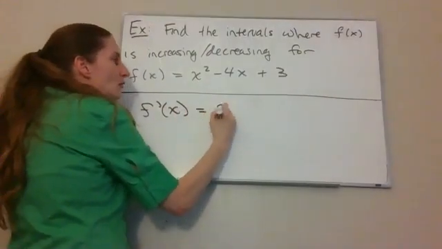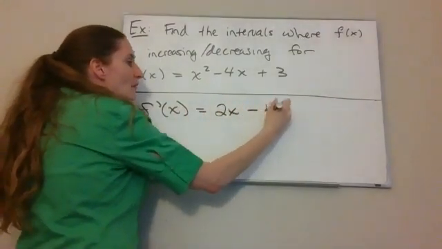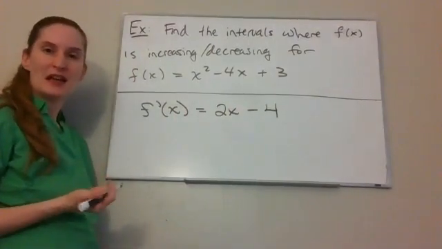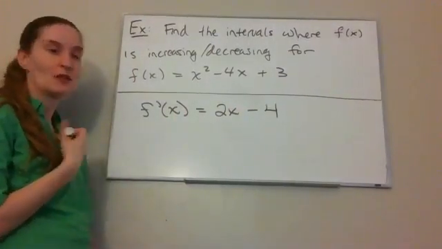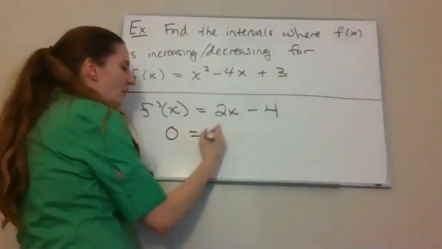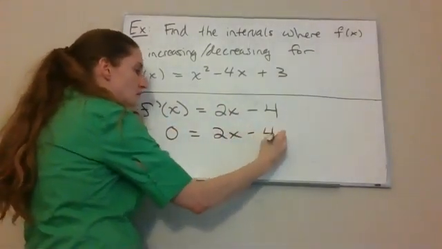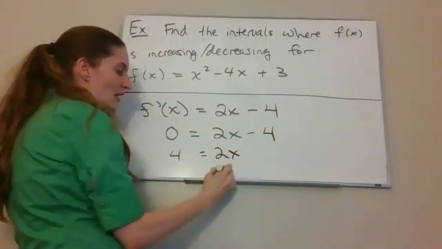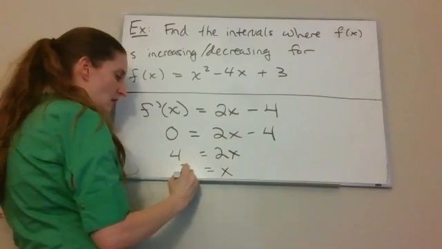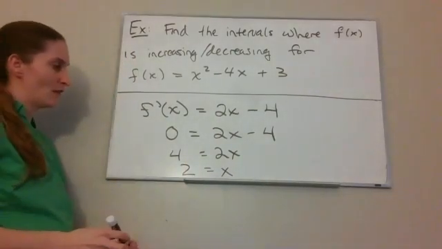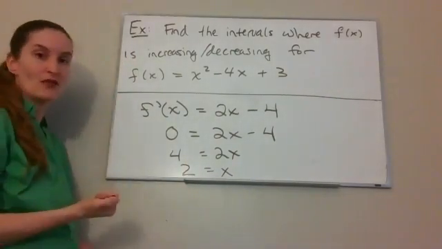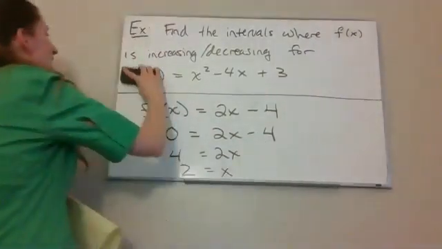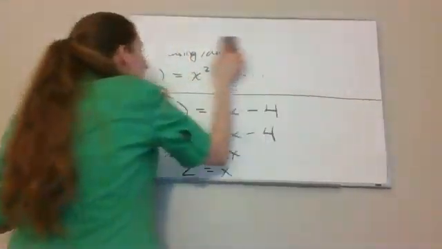Using just our power rule, I have 2x minus 4. So now to figure out where this is positive or where it's negative, what I personally like to do is first find where it's equal to 0. So I would add 4 to the other side and then divide by 2. So I know that my derivative is equal to 0 at x equals 2, but I need to find out where it's positive and where it's negative.